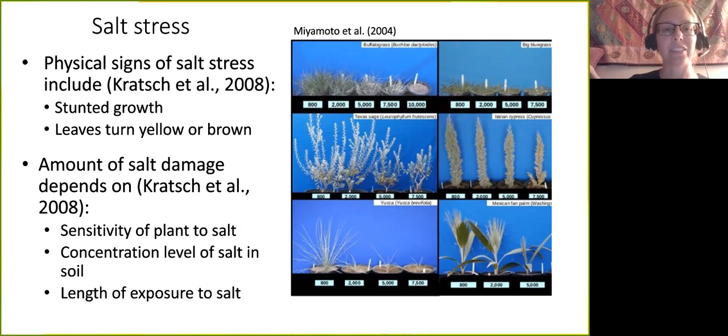And then you have concentration level of salt in the soil. How much salt is actually in there? As you can see again in this picture, different concentrations in the growing medium results in different stress levels to the plants. And then lastly, how long has the plant been exposed to that salt level? Longer is going to result in more damage.